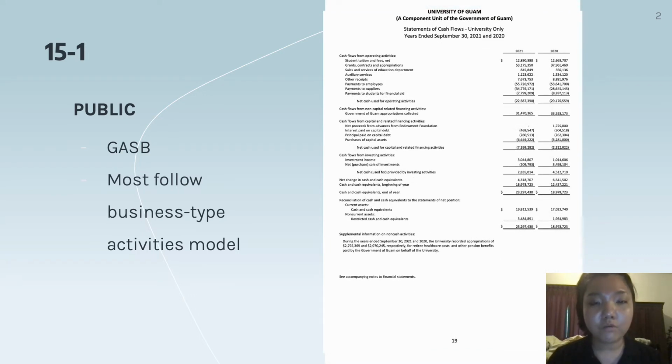According to GASB, we are required to use the direct method for creating this statement of cash flows. Another thing to remember here is the government-specific classification. I presented this before: the regular classifications under FASB for the statement of cash flows do not really apply to the government, so there are specific classifications. As you can see, we have cash flows from operating activities, from non-capital related financing, from capital and related financing, and investing. And then we have the reconciliation at the bottom.